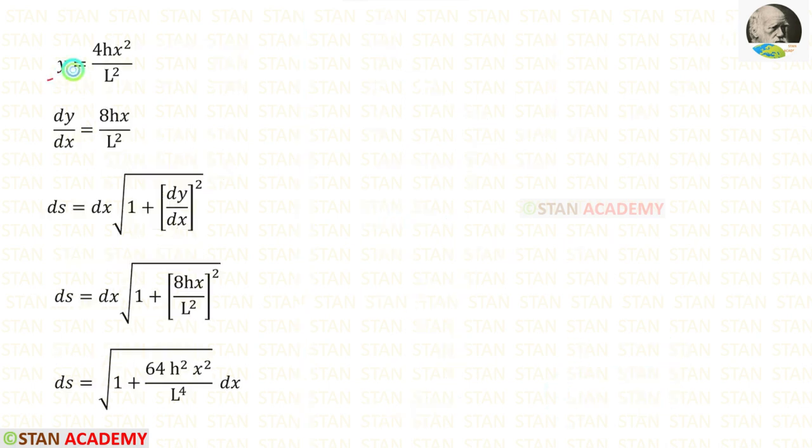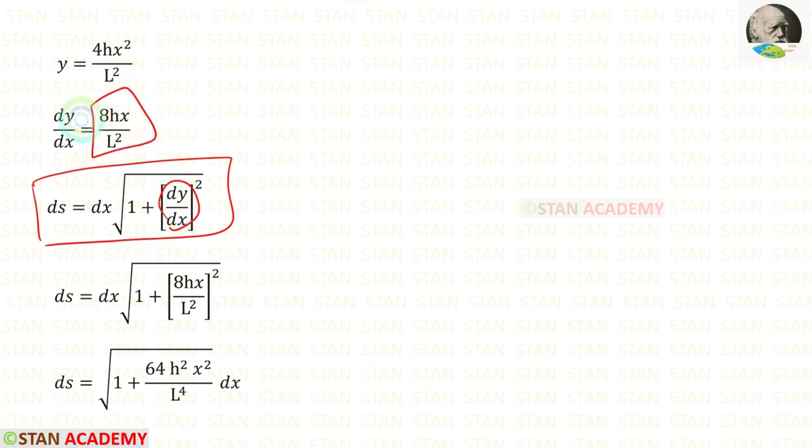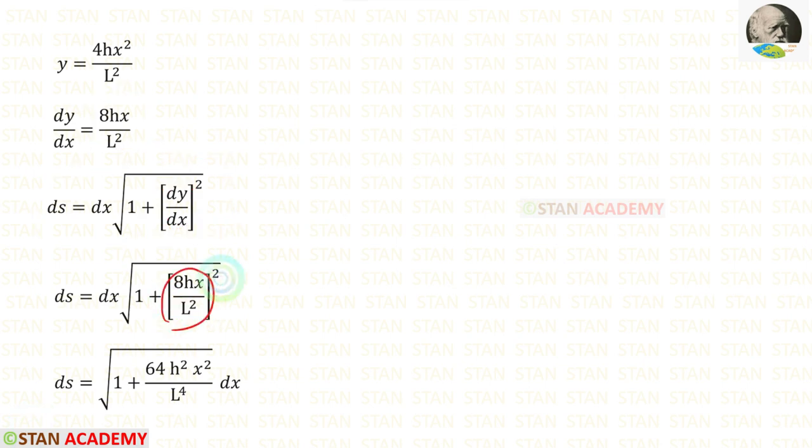Now, let us differentiate Y with respect to X. For X square, it will be 2X. 2 into 4, it will be 8. We have made the DS equation. In this equation, for dy upon dx, let us apply this. When we take the square root of this, we will get this.